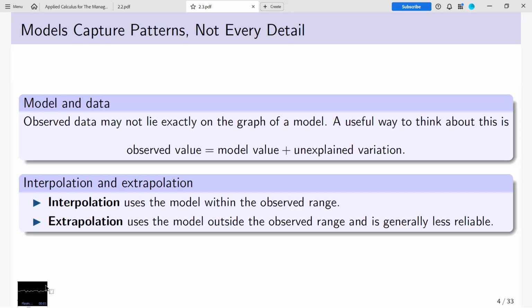A model describes the main pattern rather than every observed value. Predictions inside the data range are usually safer. Predictions far outside that range ask the model to travel without a map.